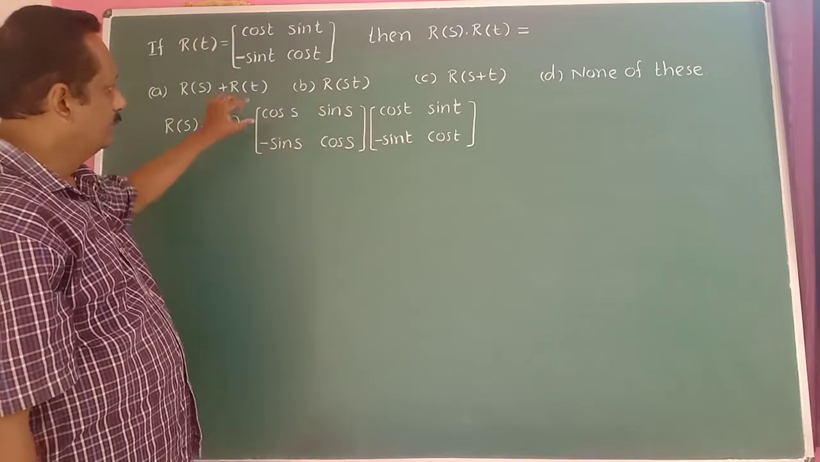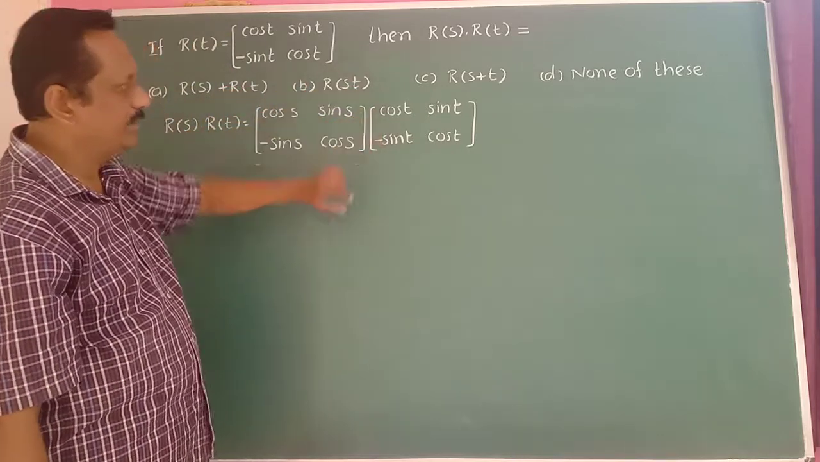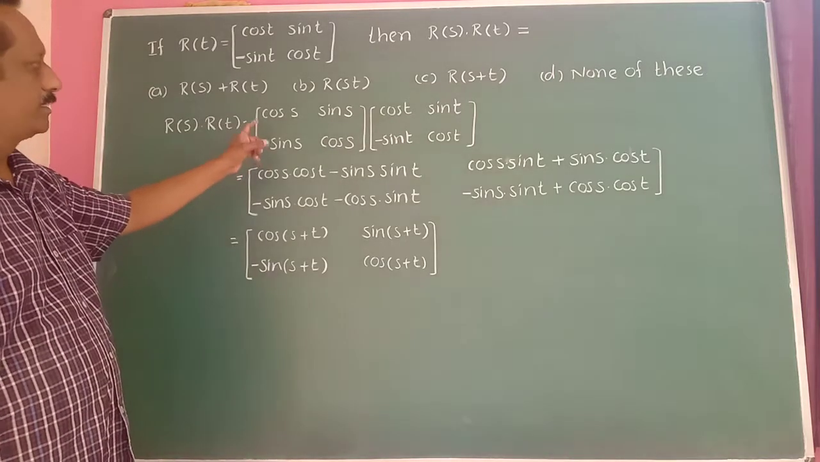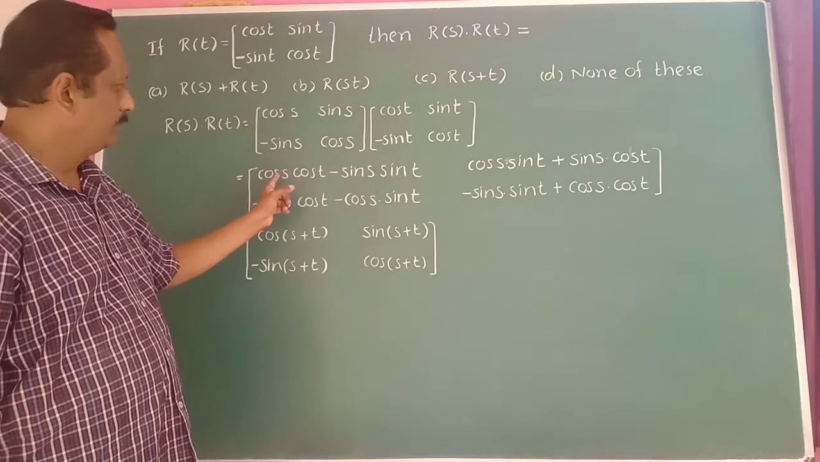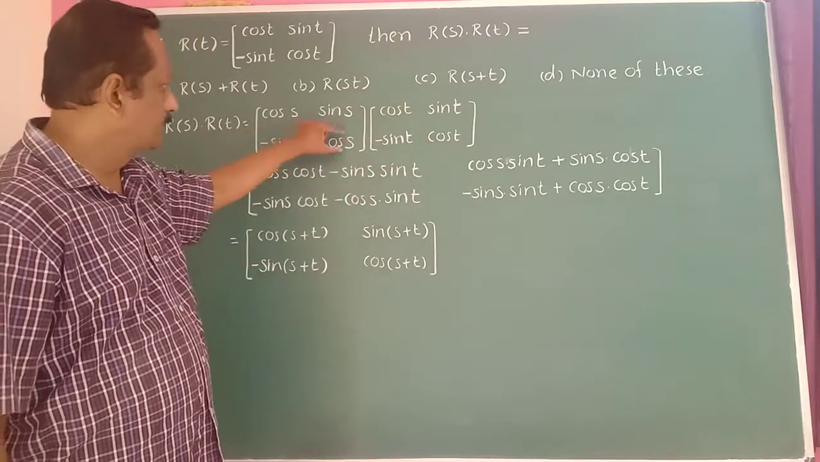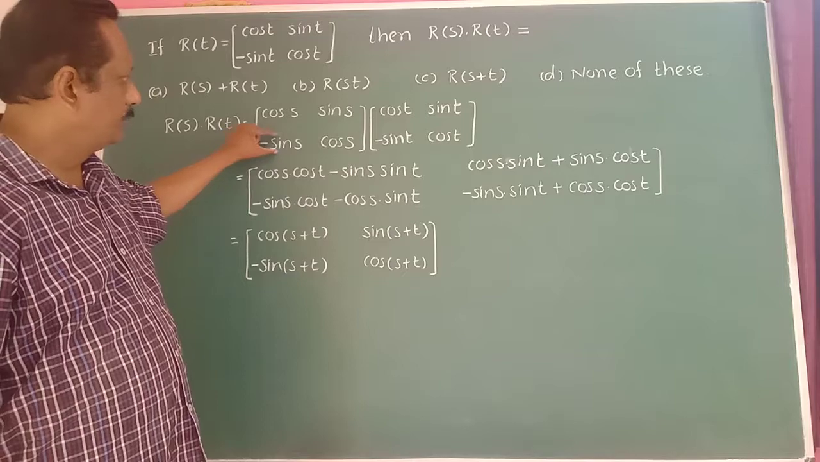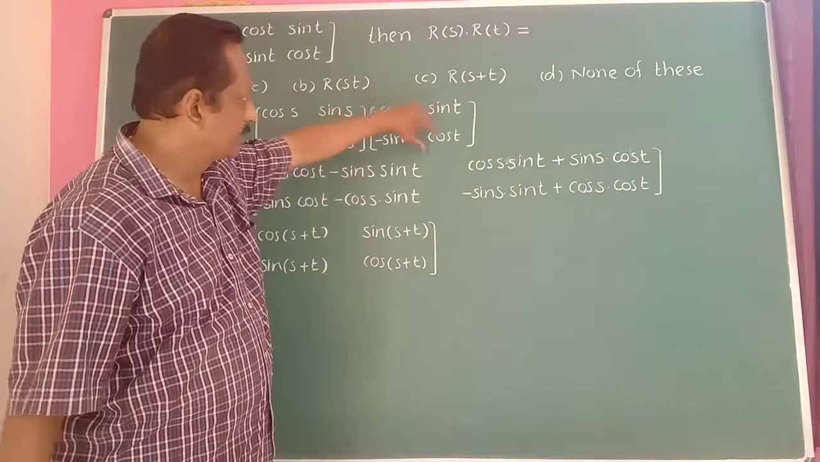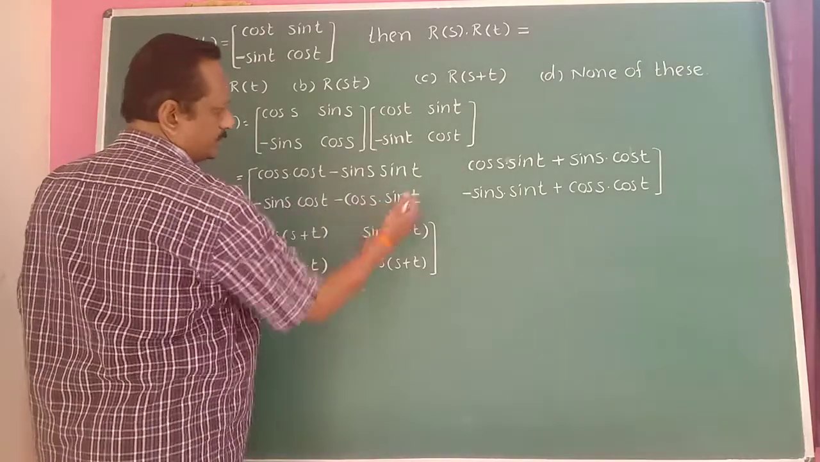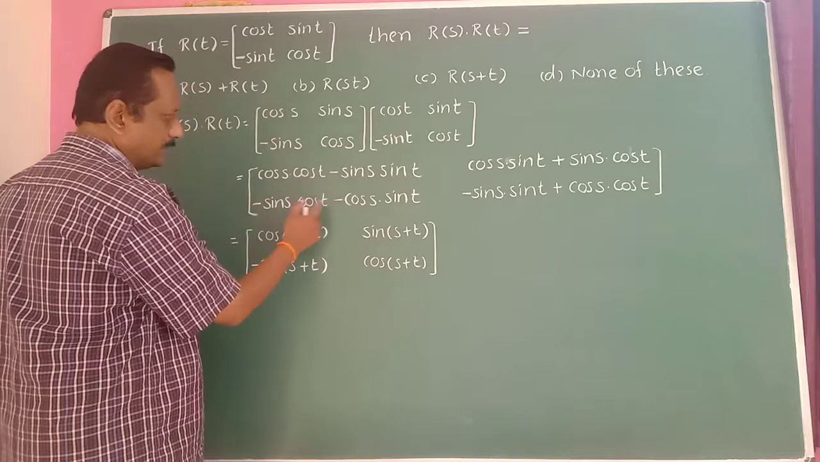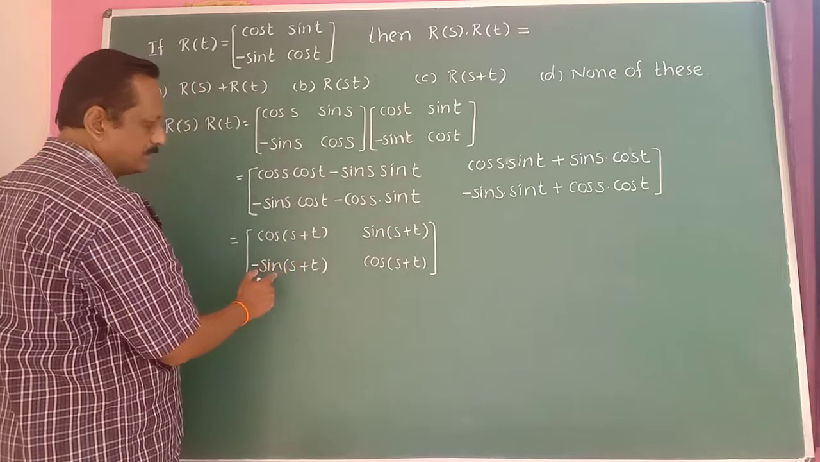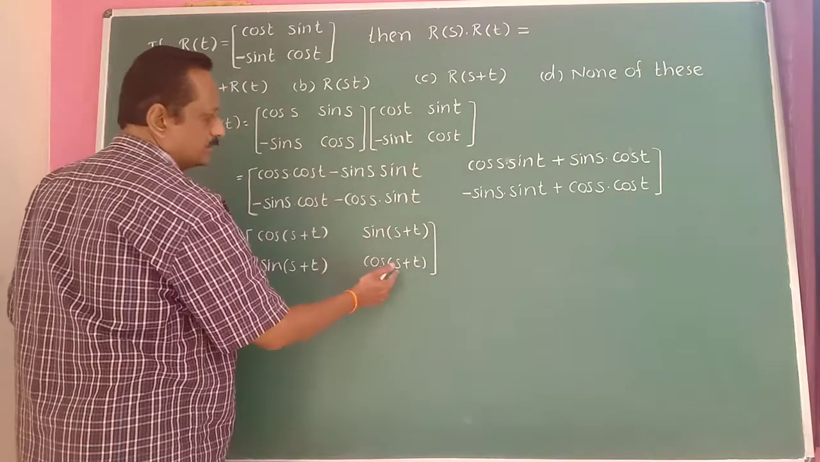Just write it here. Even here also, multiply row with the column, just like the previous example. Multiply this row with this column, we get this one. Multiply second row with the first column, we get this one. Multiply third with the second column, we get this one. So therefore this is a cos of s plus t. This is a sin of s plus t. Minus common factor, keep minus outside. Sin s cos t plus cos s sin t becomes sin of s plus t. And this is cos of s plus t.